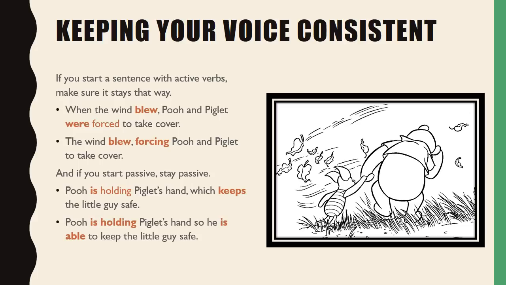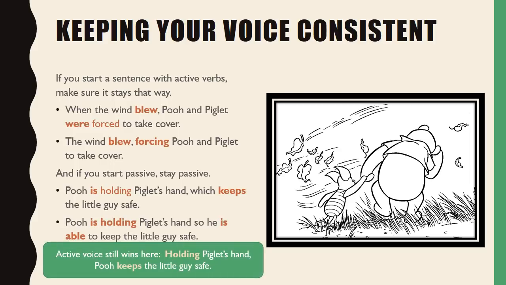The reality is that neither of those two sentences is ideal. You want it to be consistent, but maybe you just want to change the whole thing around to be consistently active. So active voice still wins in this case when we write it like this. Holding Piglet's hand, Pooh keeps the little guy safe. It's shorter, it's more creative, it puts a better picture in your mind, and you just don't have to say as much. So that's something to think about, and it's not a very difficult way to start improving your writing without putting too much time into it.